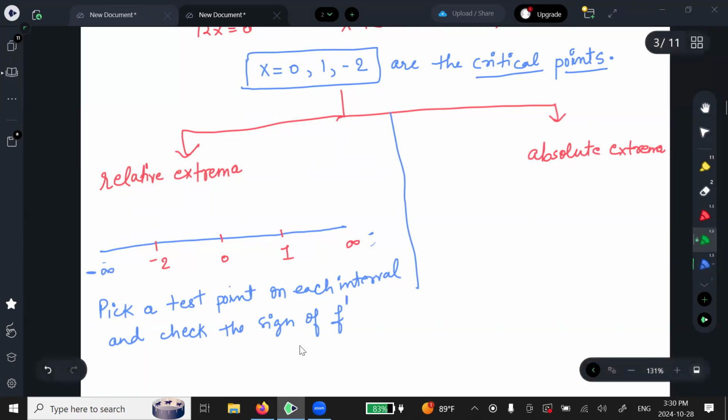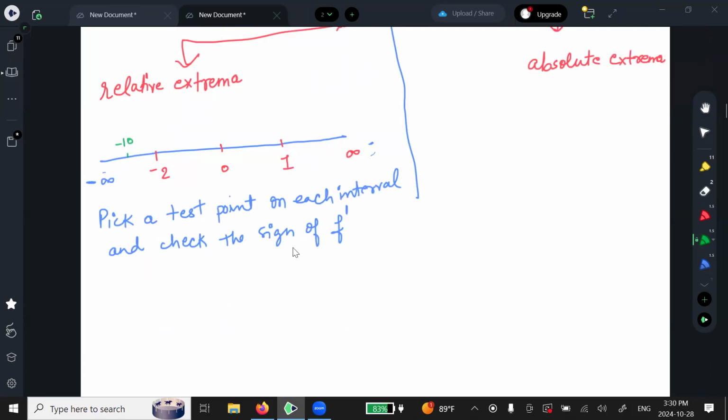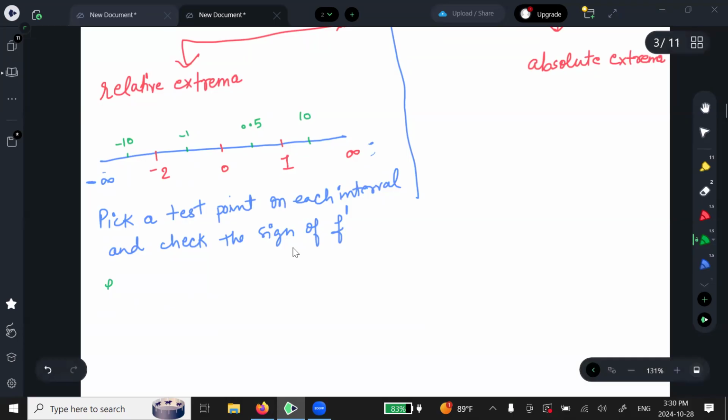Let's just say I pick a test point of, now just memorize this. You have to do this in the exam, okay? Pick a big number, -10, in this interval. And I'm gonna pick a test point, say -1 here. Pick a test point of, say 0.5. Pick a test point, say 10. Now plug this into your calculator. All the test points, what do you get?